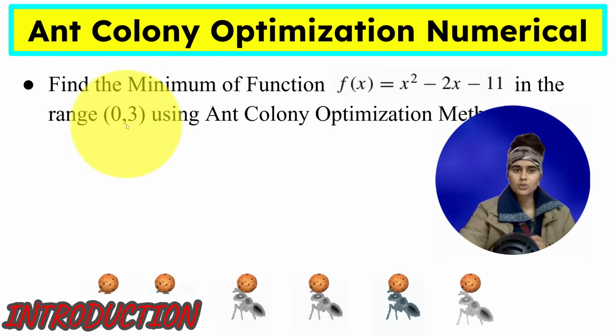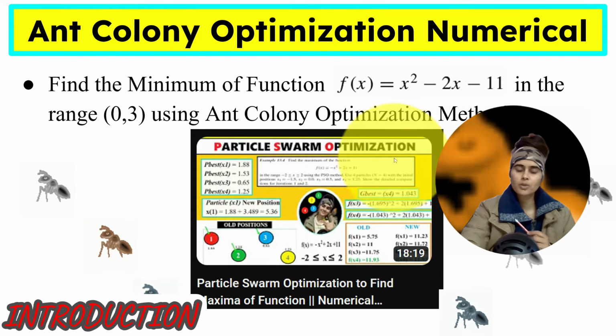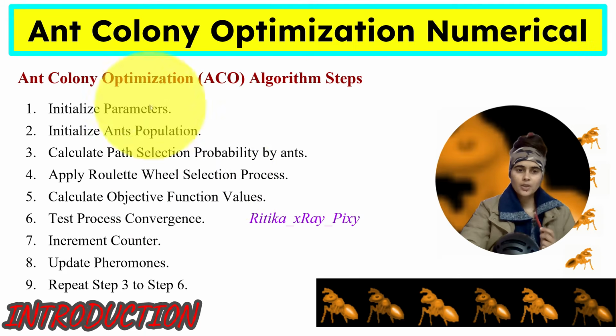And here you can see, in the previous video we found the maximum of a function using particle swarm optimization. Now we will find the minimum of a function using the ant colony optimization method. Here you can see the different steps used in this algorithm. First, initialize parameters. Next, initialize the ants population.